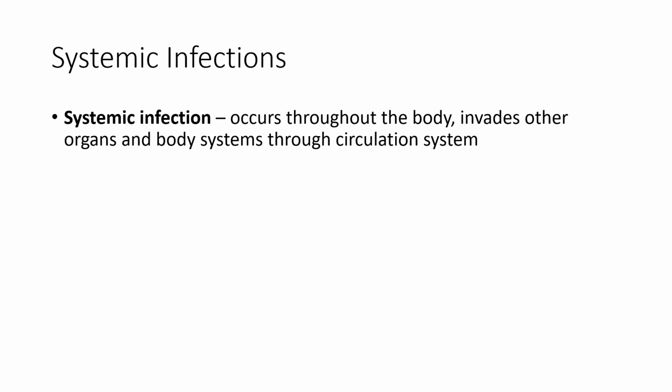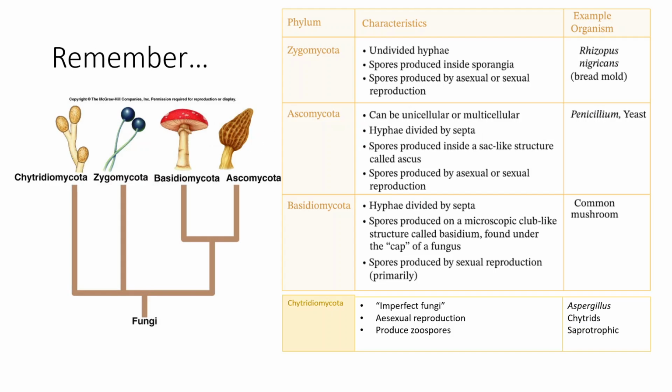And so you're also going to hear this term. It's called a systemic infection. And so this occurs throughout the whole body. A systemic infection, right, is basically an infection that became so harmful that it was able to go and invade into other organs and other body systems through your circulation system, right? It's just going to spread. So systemic infection, think of it, it's just spreading to different systems, to different organs, okay?